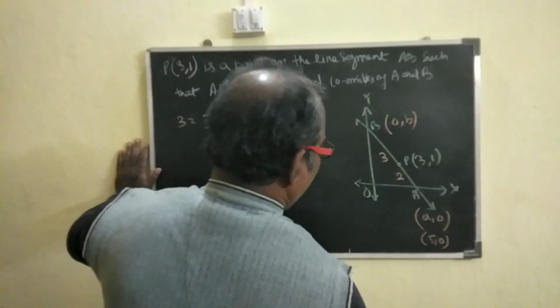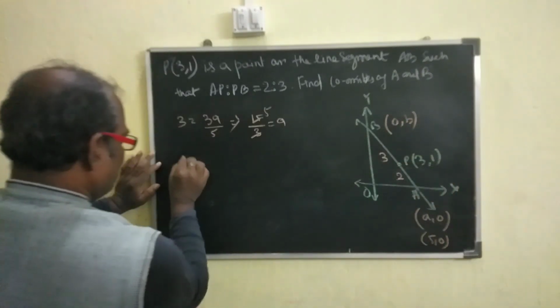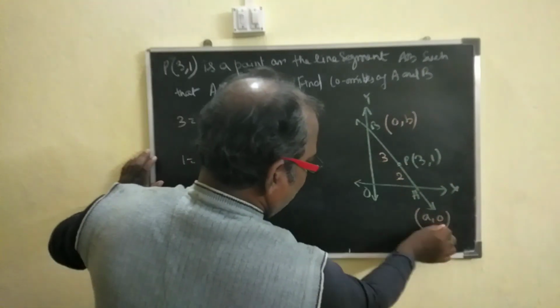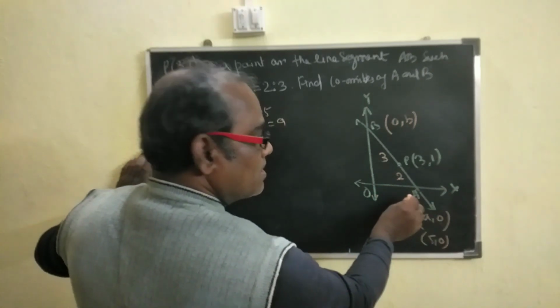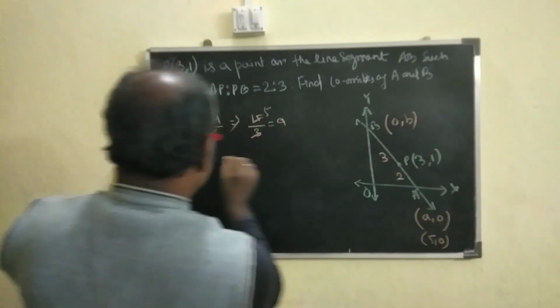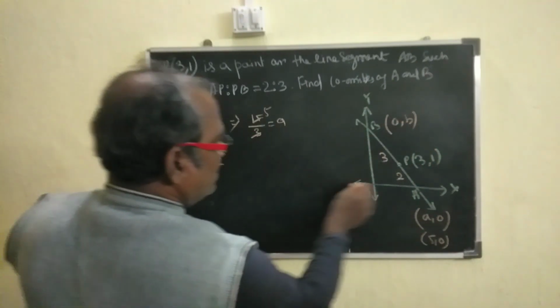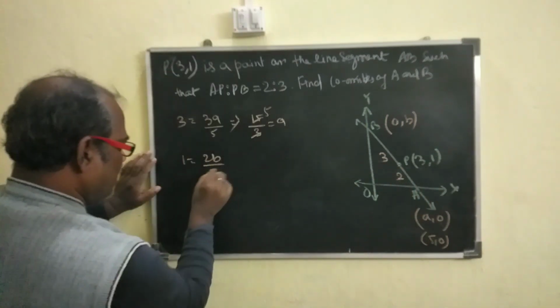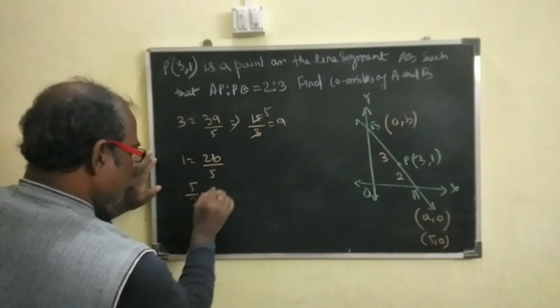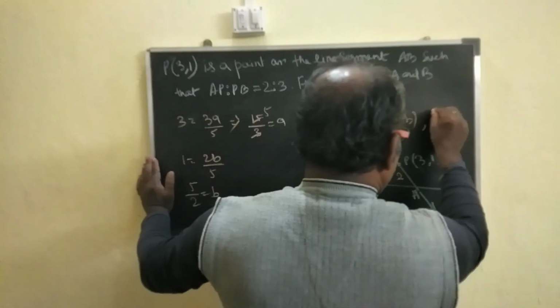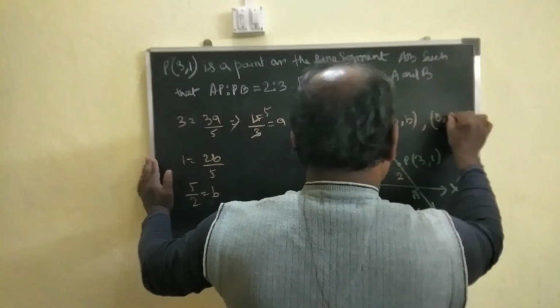Now for B we can write down here 1 equals to 3 into 0 is 0 plus 2 into B is 2B, by 3 plus 2 is 5. That is 5 by 2 is equals to B. So we can write it here 0 comma 5 by 2.